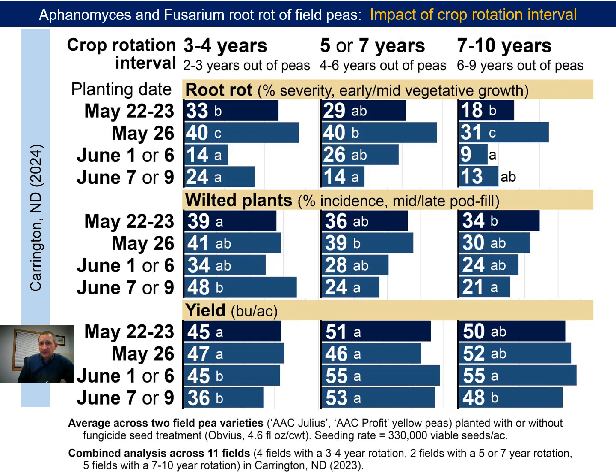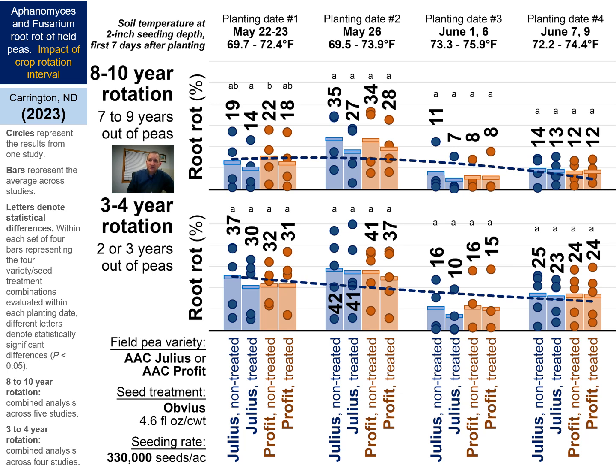All right, so here are these same data, but now with nothing shaded in case you want to look at it in greater detail. All right, so now let's look at the scatter plots. So now what we're doing is we're looking at the 4 planting dates, and we're looking at the performance of the varieties with and without seed treatment. What you can see right away is that 3 to 4 year rotation gave you more root rot than the 8 to 10, just like we saw, and that increase in root rot was consistent across planting dates and consistent across varieties and seed treatments.